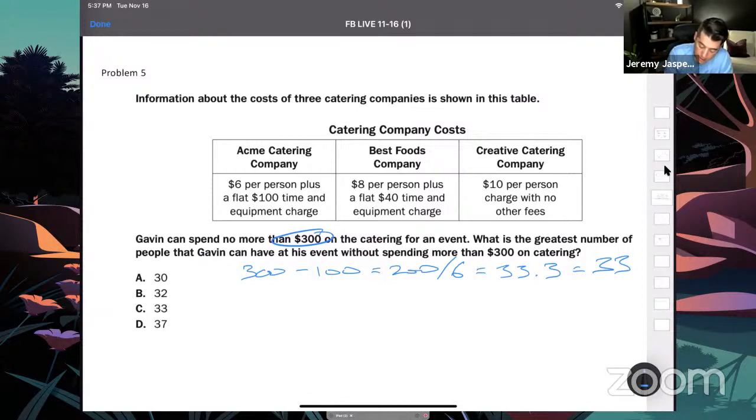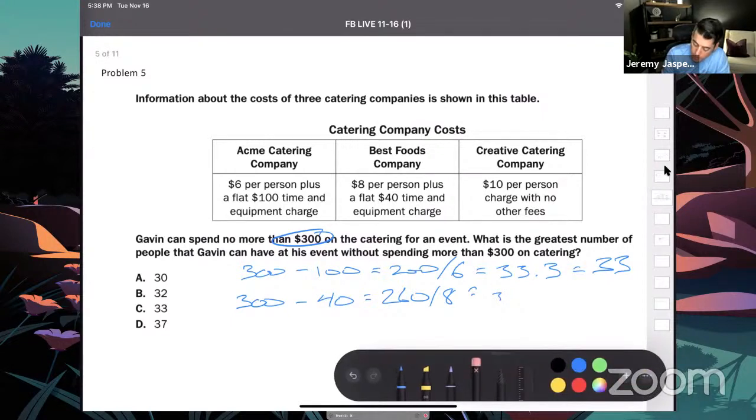The next one, again, I'm using my $300. This time I take away the $40 flat fee and I get 260, but then I need to divide by $8 per person this time. Okay, the price went up per person. So when I do that, 260 divided by 8, I get 32.